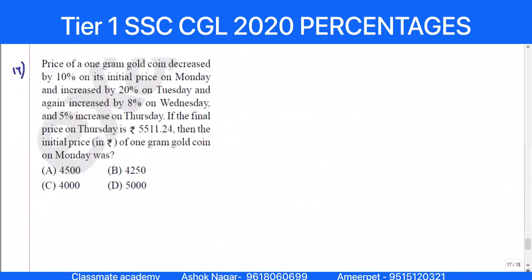Price of 1 gram gold coin decreases by 10% on its initial price on Monday and increased by 20% on Tuesday, and again increased by 8% on Wednesday and 5% increase on Thursday. The final price on Thursday is 5,511.24. Then the initial price? Let the initial price be X. How much does it decrease? 10%. Again, 20% increase means 6 by 5. Again increases by 8% is 108 by 100. Again increases by 5% means 21 by 20.